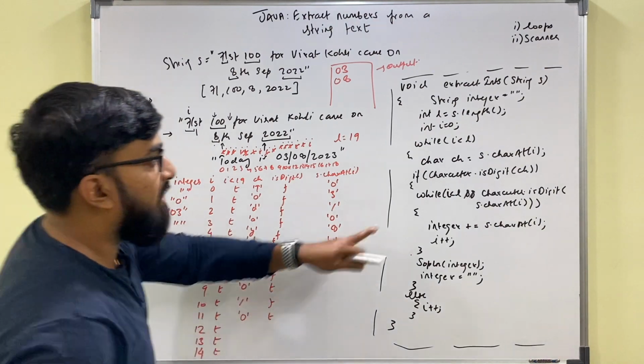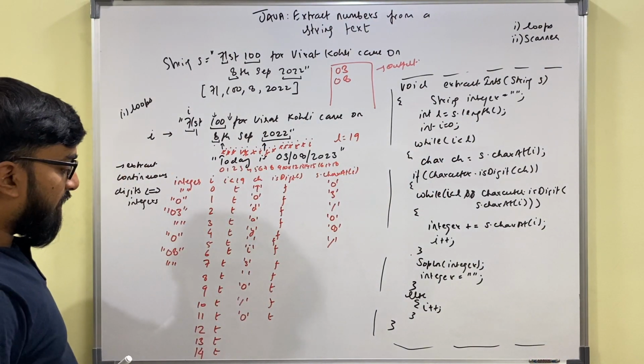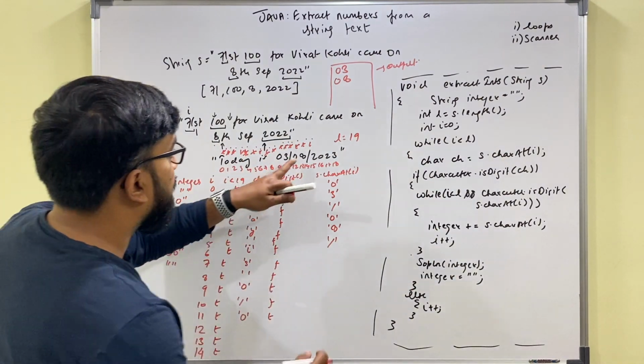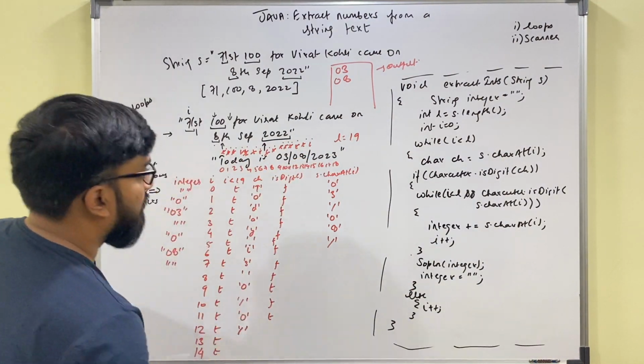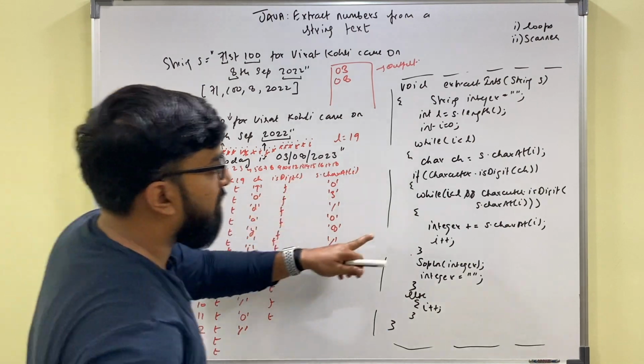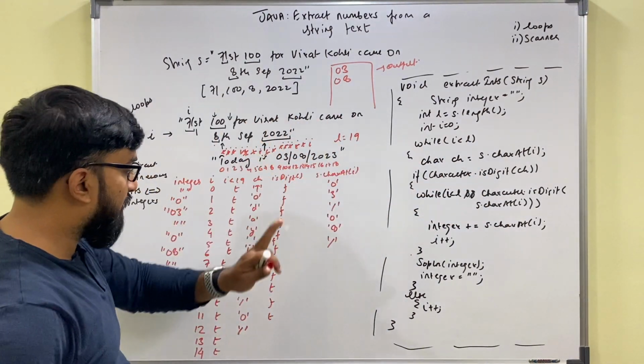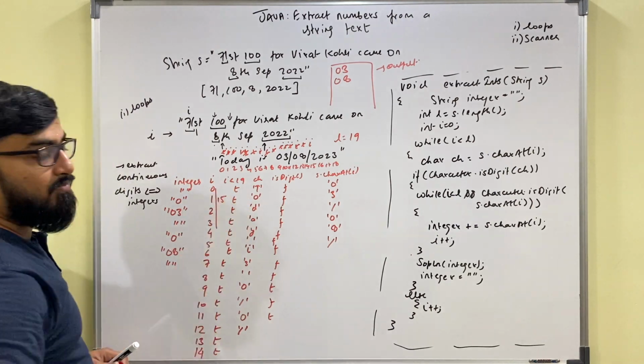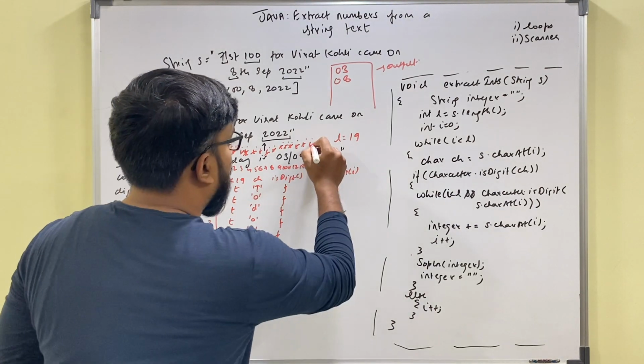14 is less than L is true. Okay, alright. You say ch is s dot caret I, ch is slash, because I is at 14. Okay, this is digit false. Okay, I increments, I becomes 15 now. Okay, I moves on here.